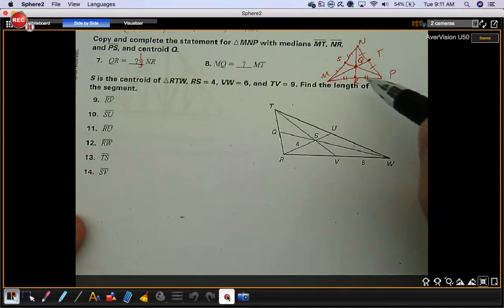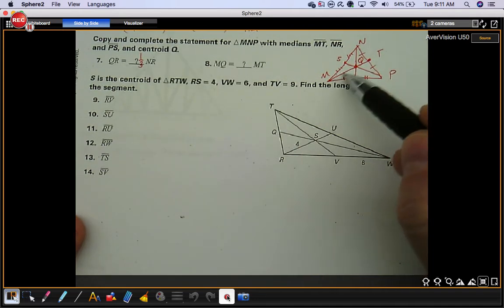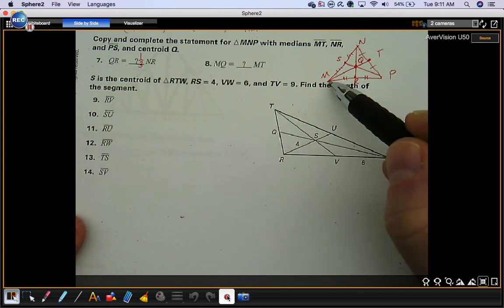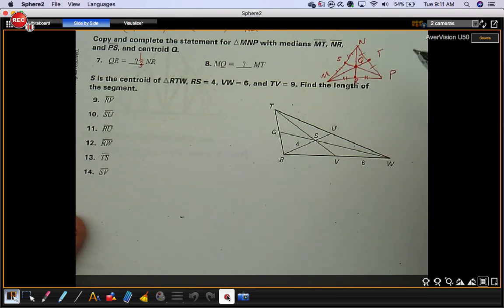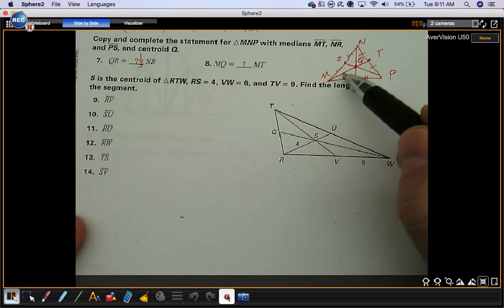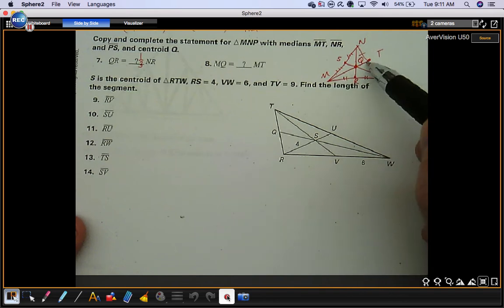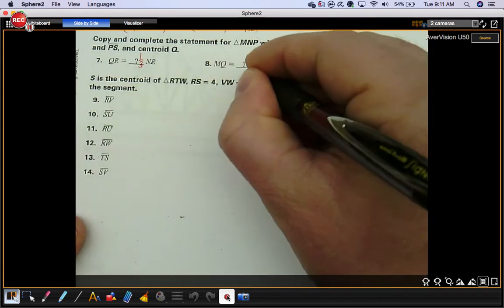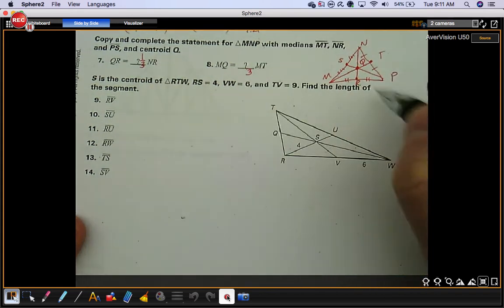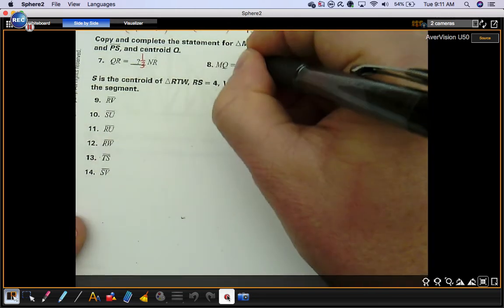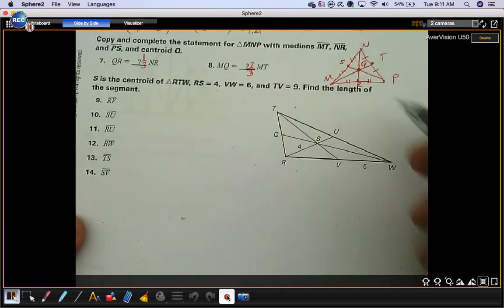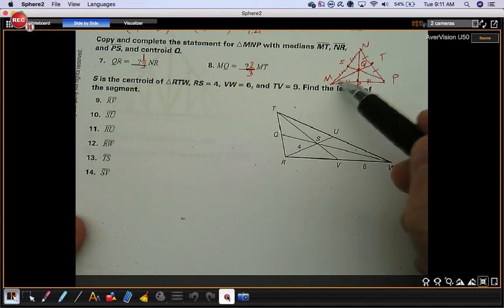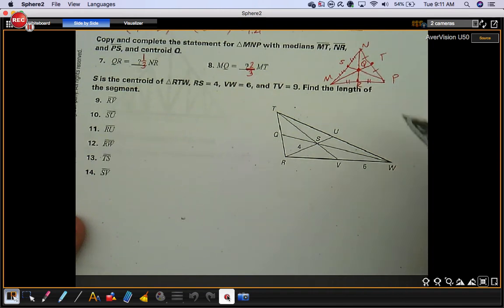Number 8, M to Q, that's the longer piece of a median. Compare that with the whole thing. What could you do with the whole thing to get the bigger piece of the median? Well, if the whole thing was 15, you would know this little piece is 5 because you would divide by 3. And if that little piece is 5, you know the bigger piece is 10 because you multiplied by 2. So we're multiplying by 2/3. If you take 2/3 of the whole thing, you get the bigger piece.